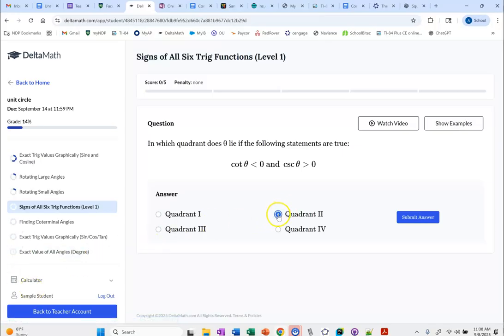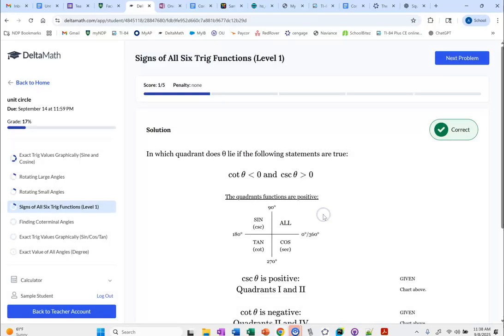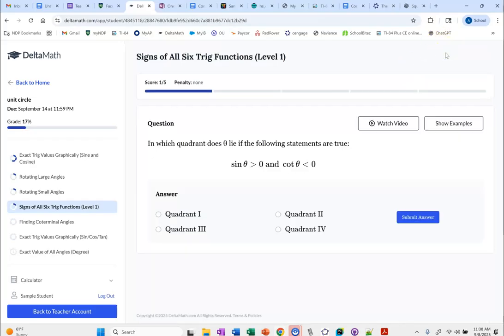Remember, sine is the y-coordinate. Where is the y-coordinate positive? Well, 1 or 2. Tangent is y over x. Which quadrant is only one of them negative between 1 and 2? It's quadrant 2. Let's try that again. Who's got the answer to this one?